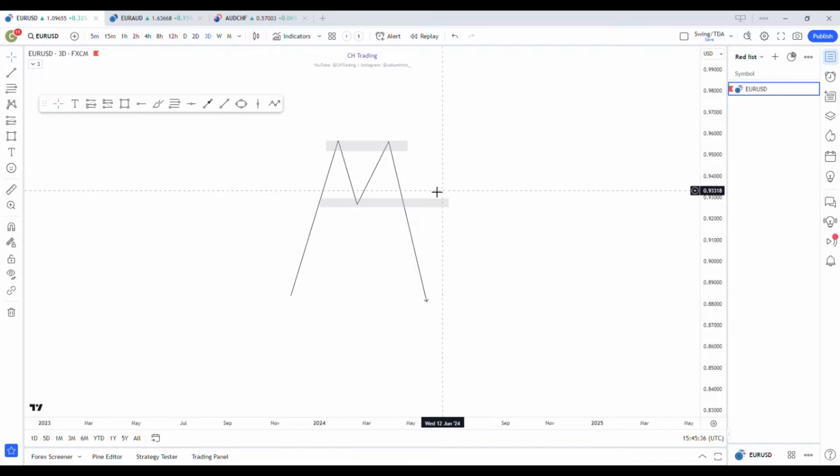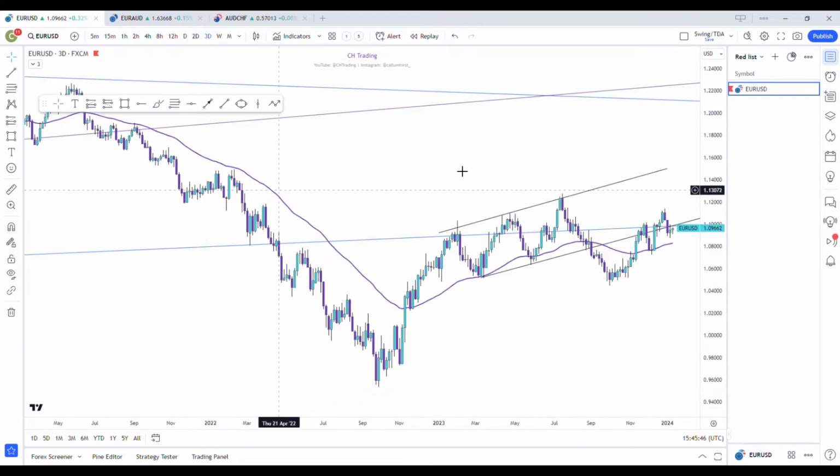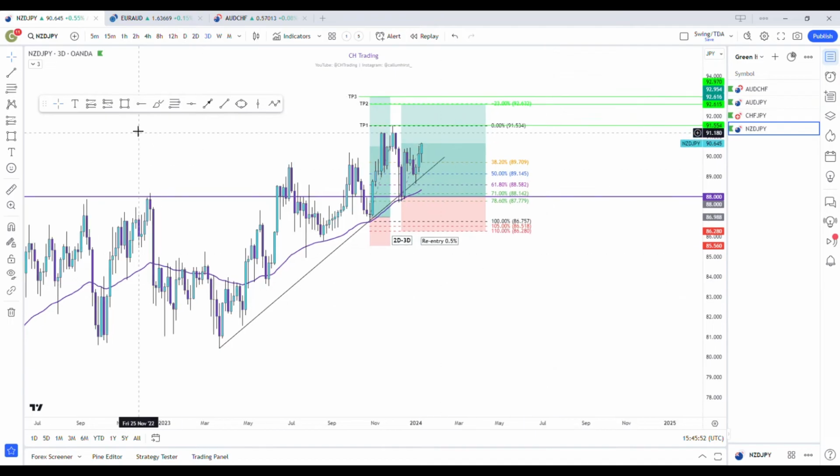I try to not use too much because I don't like the chart being a bit unclean. But the limited amount of tools I do use are pretty helpful. So the box is a great one for just plotting out zones and plotting out double tops and double bottoms and stuff like that. The horizontal ray, I use these for my take profits, and also just plotting highs and lows in the markets if I really want to, maybe areas of liquidity and stuff like that.